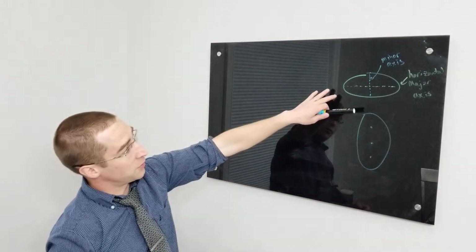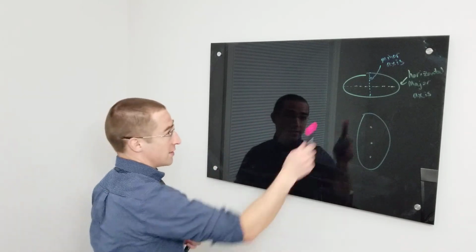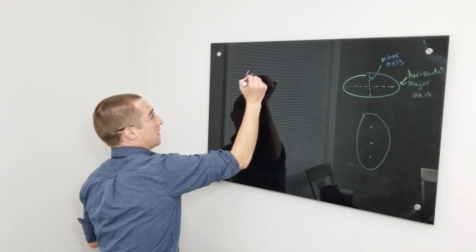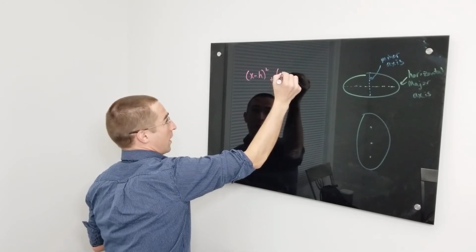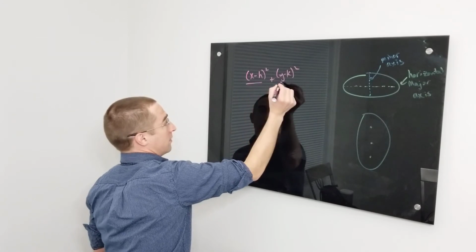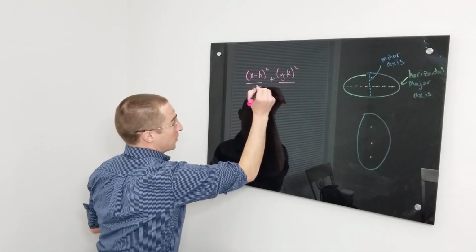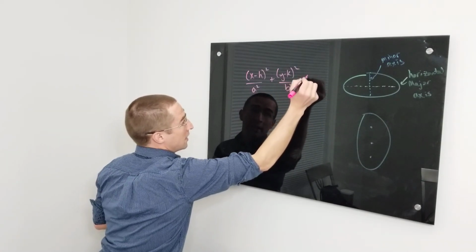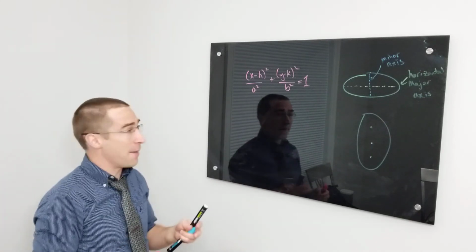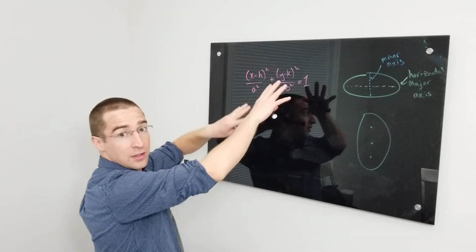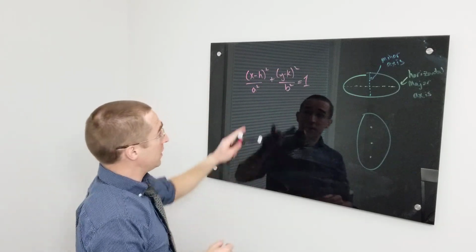Now the equation for an ellipse with a horizontal major axis, so that's this one, is going to be (x minus h) squared divided by a squared, plus (y minus k) squared divided by b squared, equals 1. So it's kind of similar to a circle, but what's happened is we have scaled basically the x and the y.